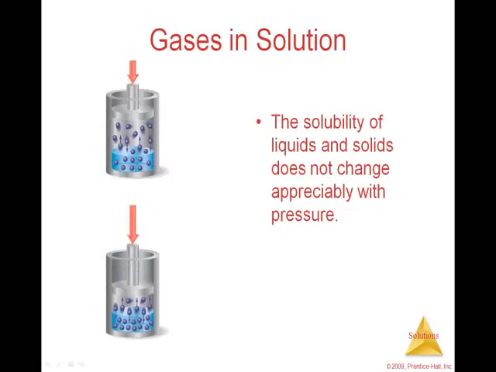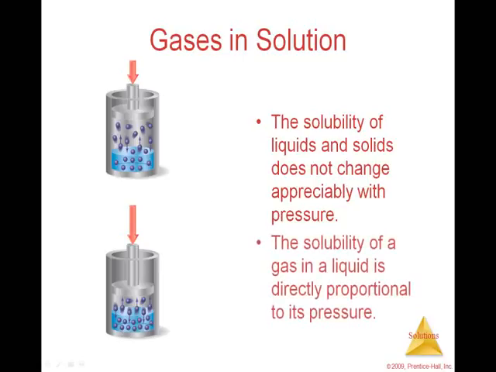We also know that if you add a solid to a liquid, you don't get much change when you put more pressure on the system. But you do get a big difference when you put pressure on a gas. So the solubility of a gas is directly proportional to its pressure. So here I have a liquid with some vapor pressure, right? There are some gas particles above it, and if I increase the pressure by pushing down on this plunger, those gas particles get pushed into the liquid, causing the solubility to increase.